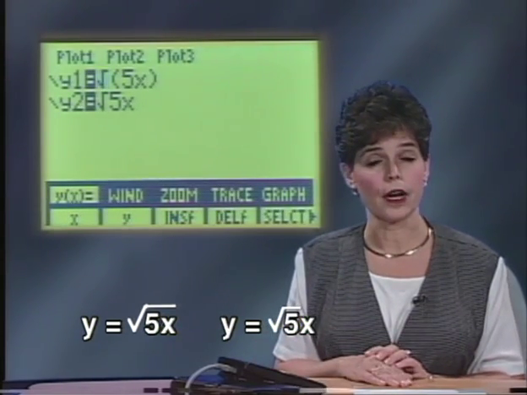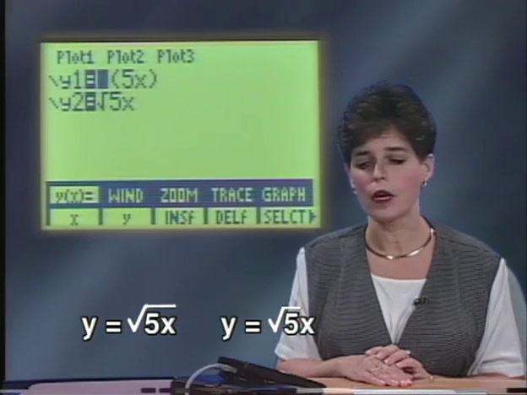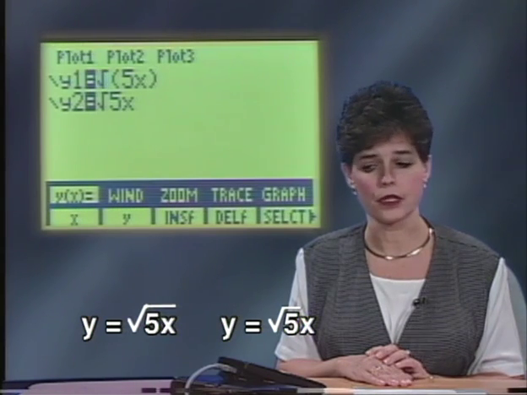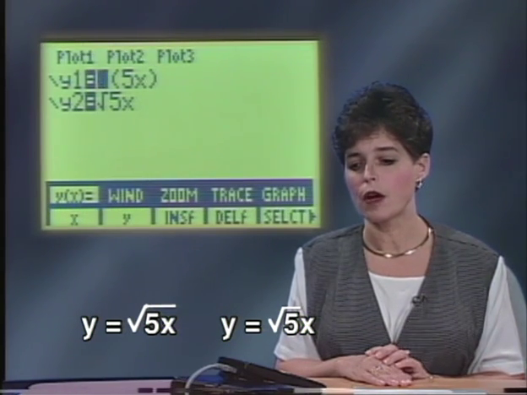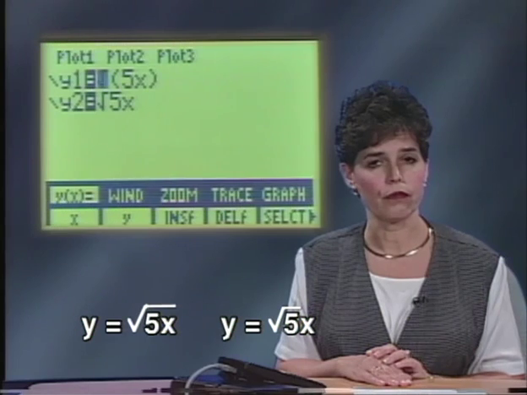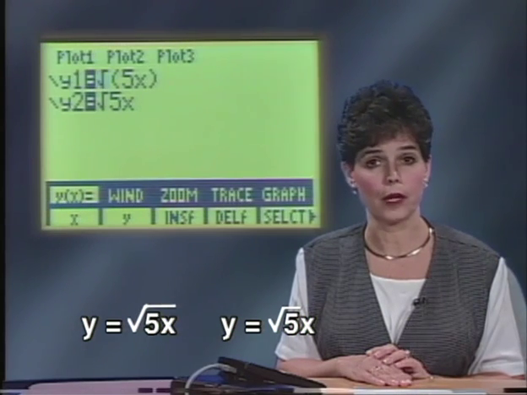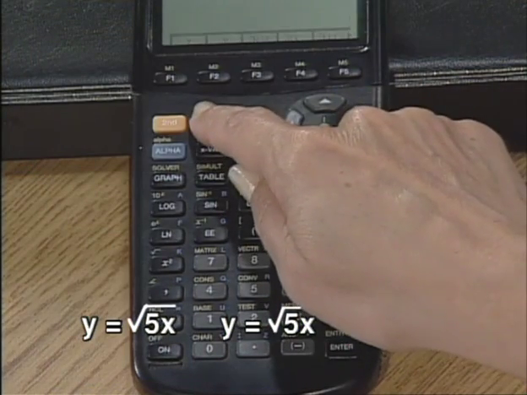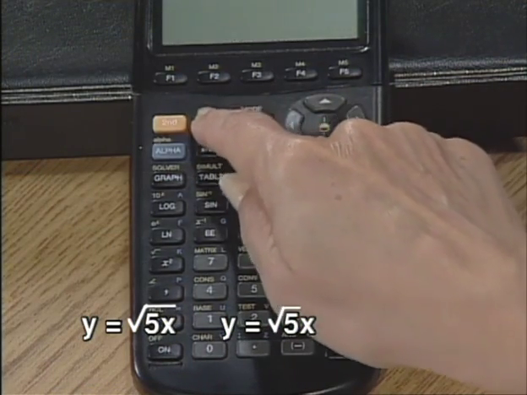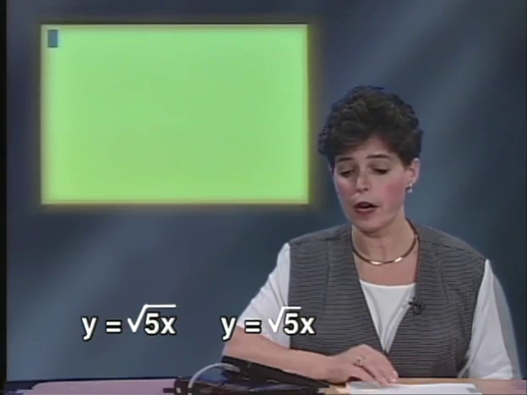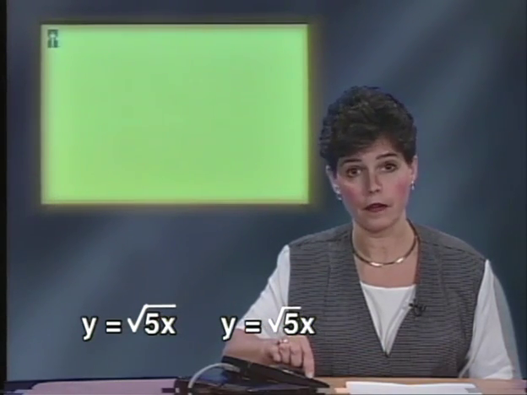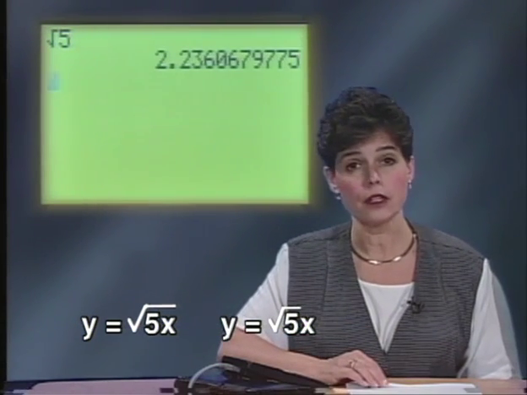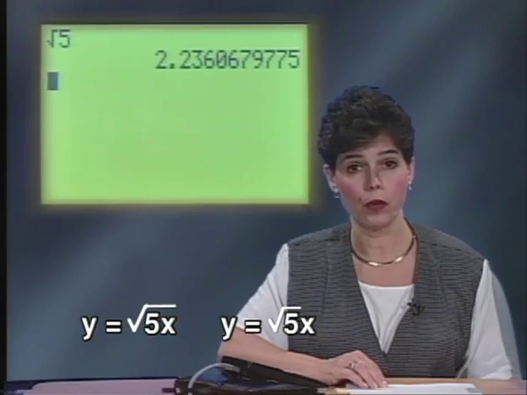Okay, on the first one, I had 5x in parentheses, so the calculator took it that I wanted to have a square root of the quantity 5x. But on the second function, the calculator took the square root of 5 and then multiplied it times x. Let's go to the home screen for a moment by pressing exit. We're going to find the square root of 5, so let's do second, and then that square root, 5, enter. And we see that the square root of 5 is actually about 2.2.